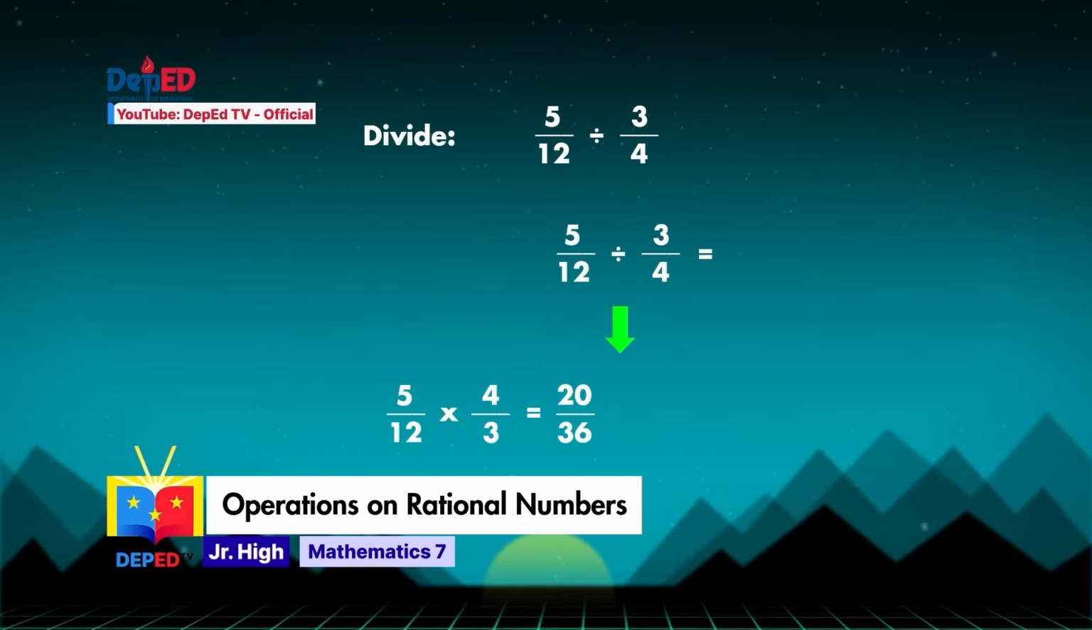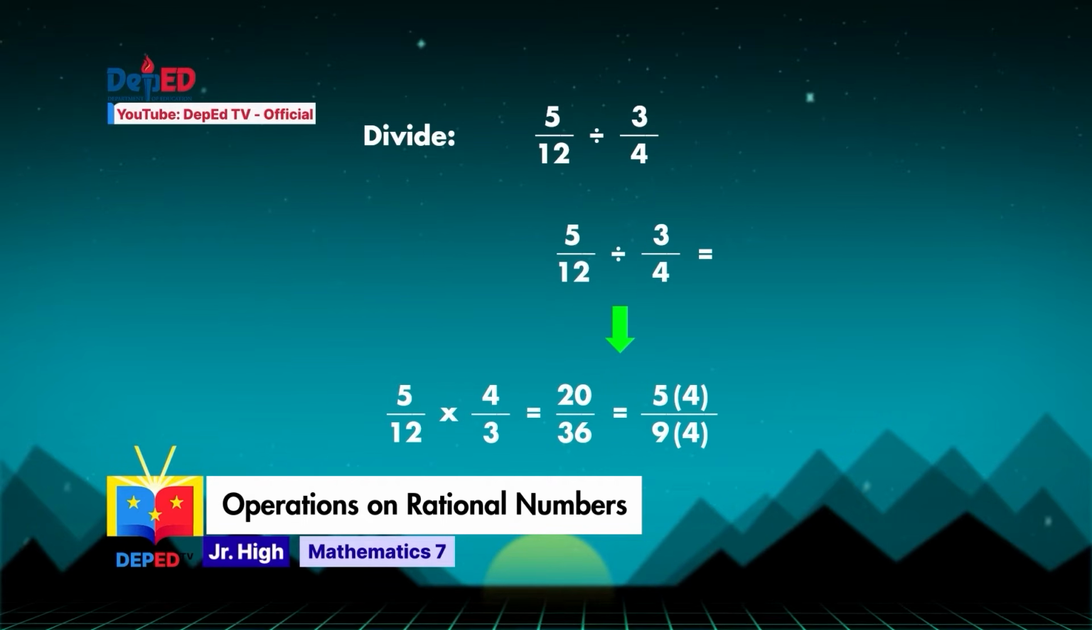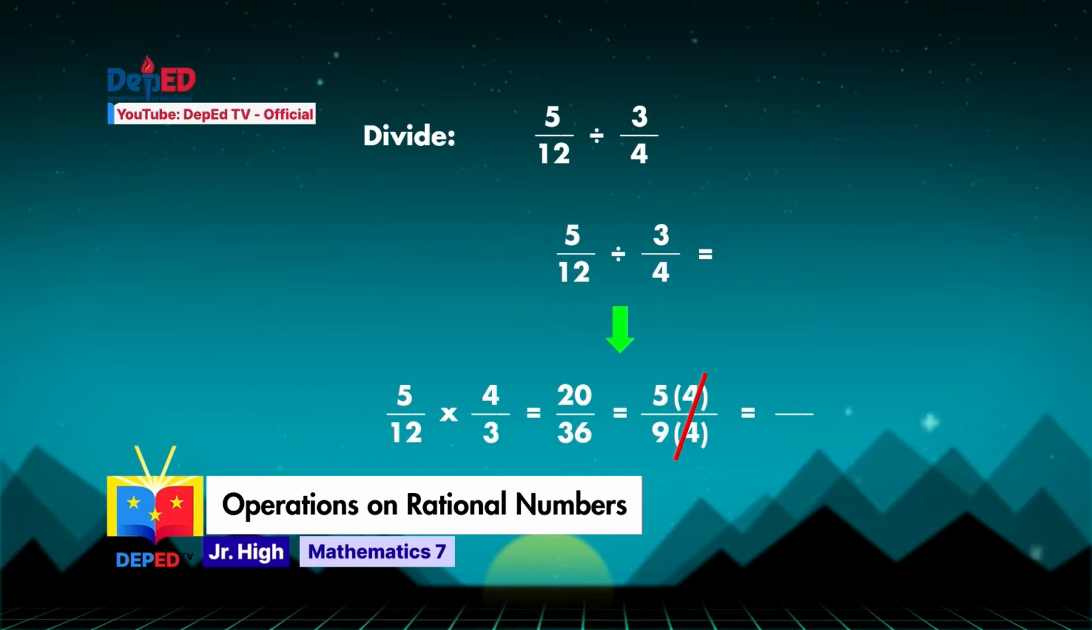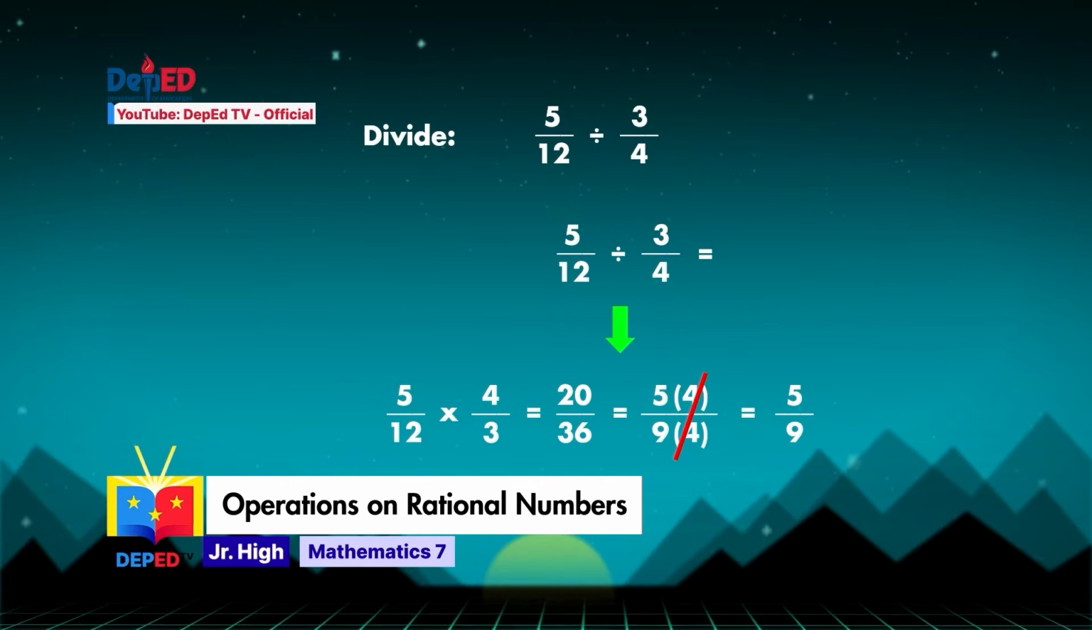Then, we need to express our answer in the lowest term. We need to find the common factor. We can write 20 as 5 times 4 and 36 as 9 times 4. Then, cancel the common factor, which is 4. So, our final answer is 5 over 9.